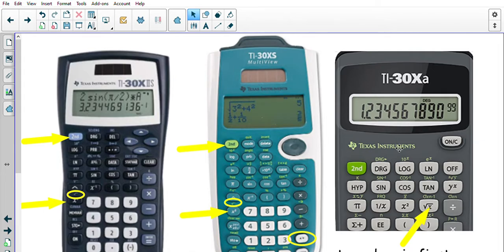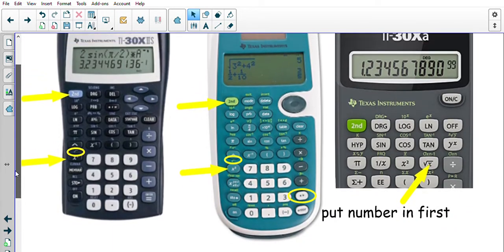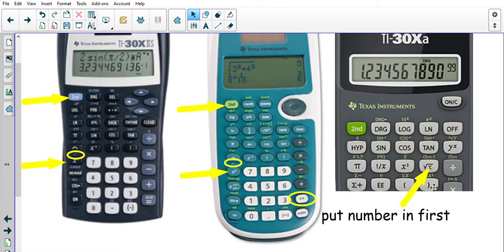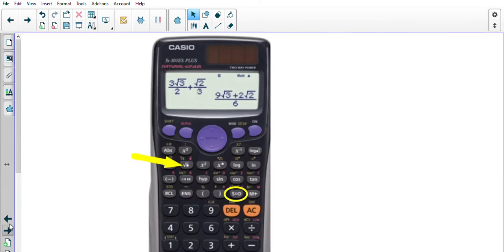This calculator, I know a handful of you have this one. This one's kind of weird because you actually have to put the number in first and then you just hit the square root key and it'll give you your answer. And then the last calculator, and I know I'm not showing every single type of calculator, unfortunately I can't. Last couple of years I haven't seen a lot of different calculators. These are the most common ones that I see.